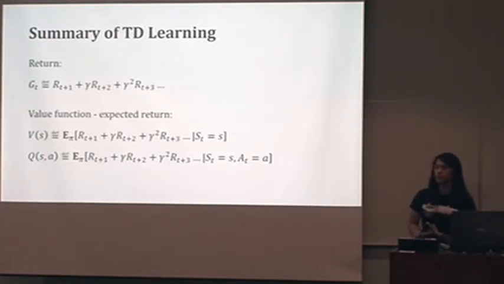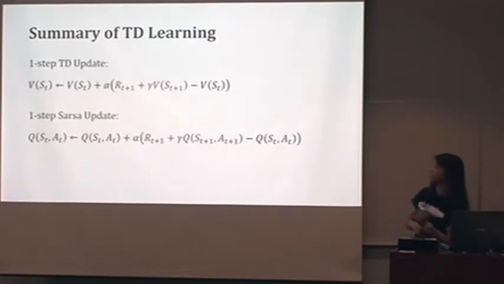And with temporal difference learning methods, the agent is trying to learn value functions. And in particular, there are 2 value functions. One of them is the state value function, which is denoted as V of S, and it's the expected return under a policy pi given a state S. And there's the action value function, which is denoted as Q, which is the expected return under policy pi given a state and an action.